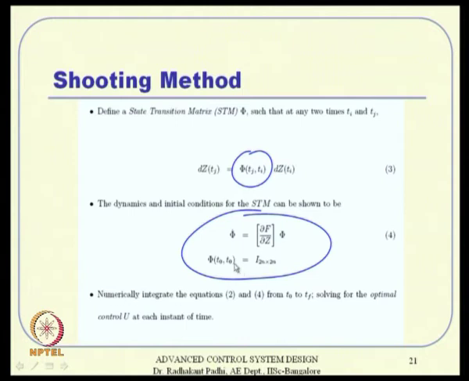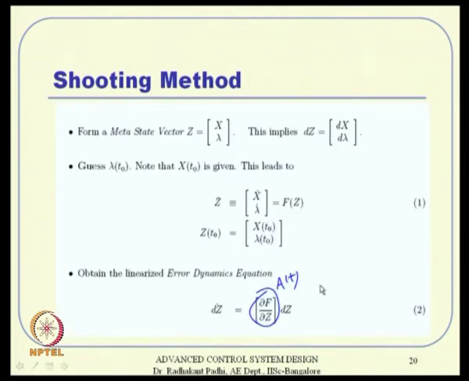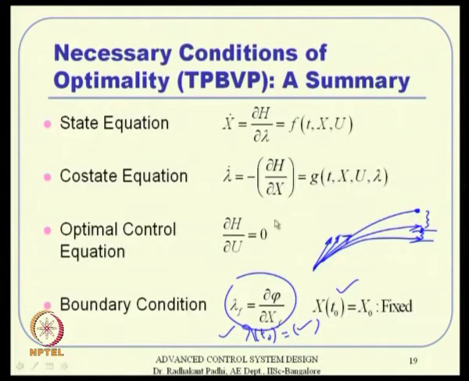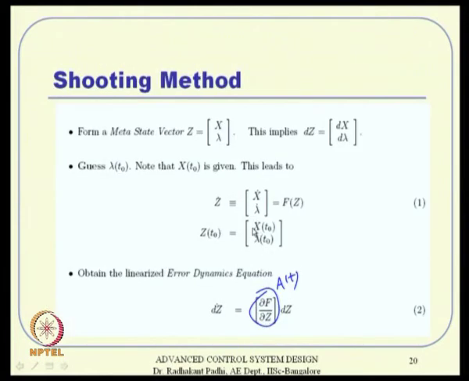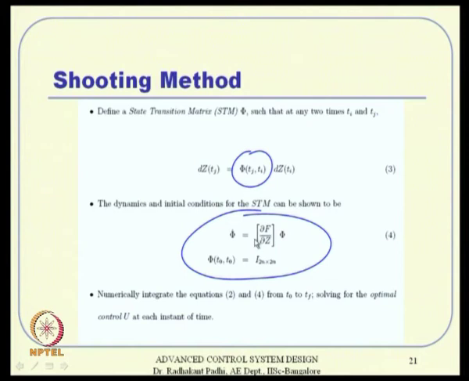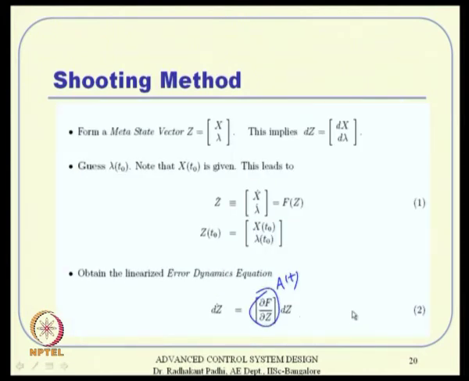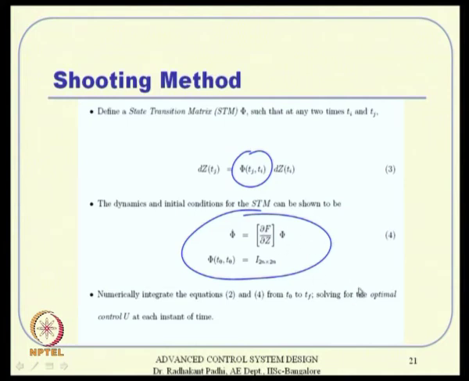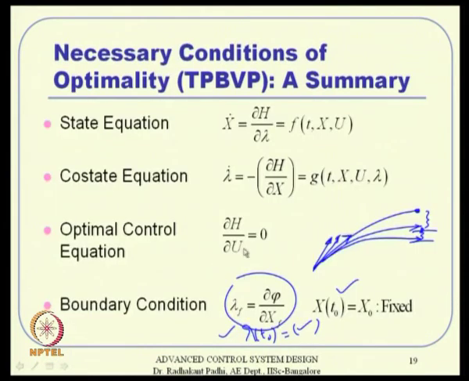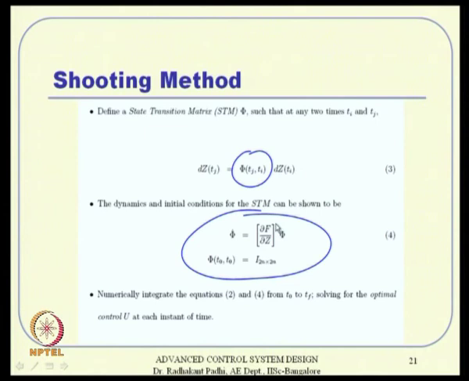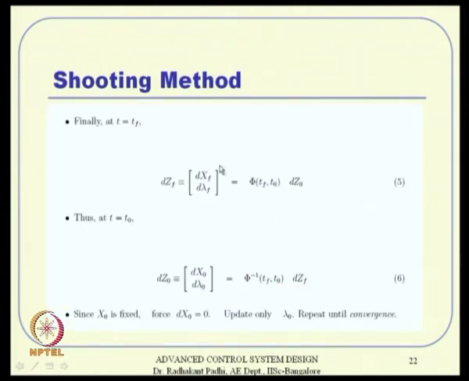So, what you are doing here is you integrate this equation as well as this equation, and you are ready with this optimal control, which you need to keep on solving on the way. That equation still needs to be solved. So, you numerically integrate equation number 2 and equation number 4 while solving this optimal control u at each instant of time. That optimal control equation needs to be solved at each instant of time. And finally, at t equal to Tf we get dzf as something like that, that is our ultimate aim.